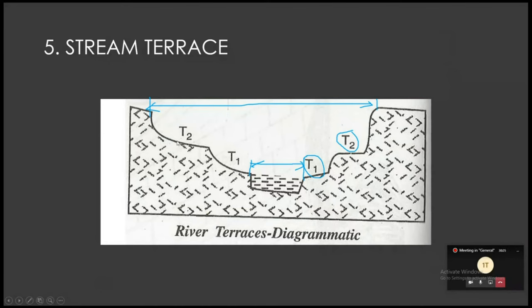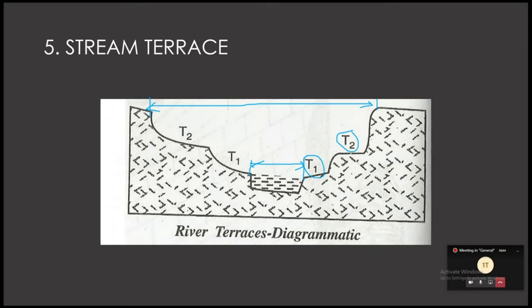And the bridge where we are right now connecting, that is in terrace 2. Very occasionally water can reach up to terrace 2, or it is only possible in very high floods. And terrace 1 is a very normal, very active part of the river. Correct. So that is the terrace.